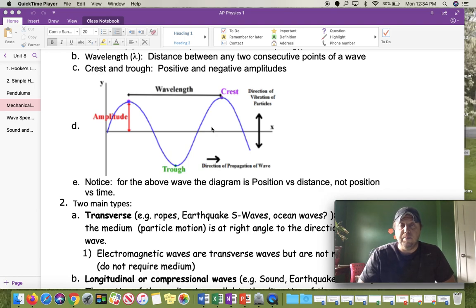So rather than plotting this as the distance left, right, up, down versus time, we are actually plotting what the waveform looks like at a specific time interval. So what we are doing is we're plotting position versus position. So rather than just getting a position-time graph that generates like this, the wave actually is moving and propagating to the right, while the points on the wave are actually moving up and down. Okay, so once again, this is position Y, position X.